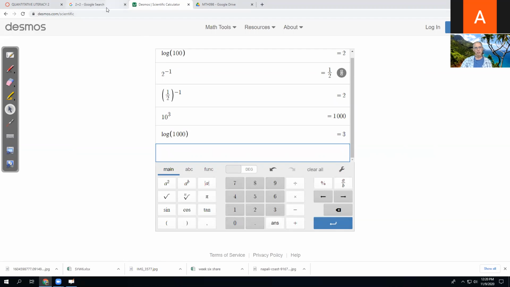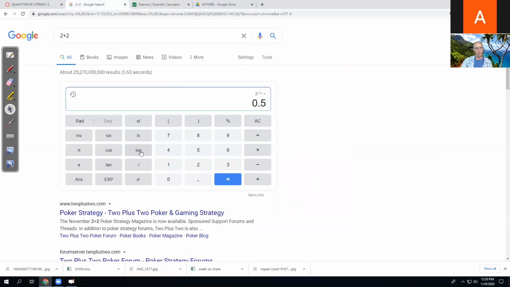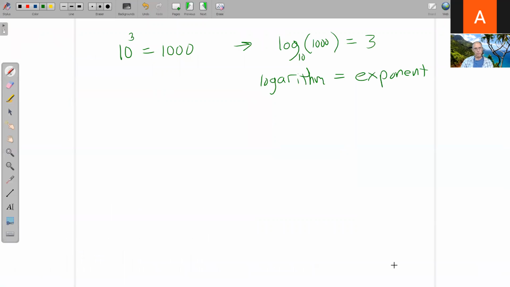If I check this on my Google calculator, the log button's already sitting there. It starts the parentheses, so I just type 1,000 and close the parentheses, and it says the answer is 3. All right, so we'll do another one in just a sec, back to the notebook.